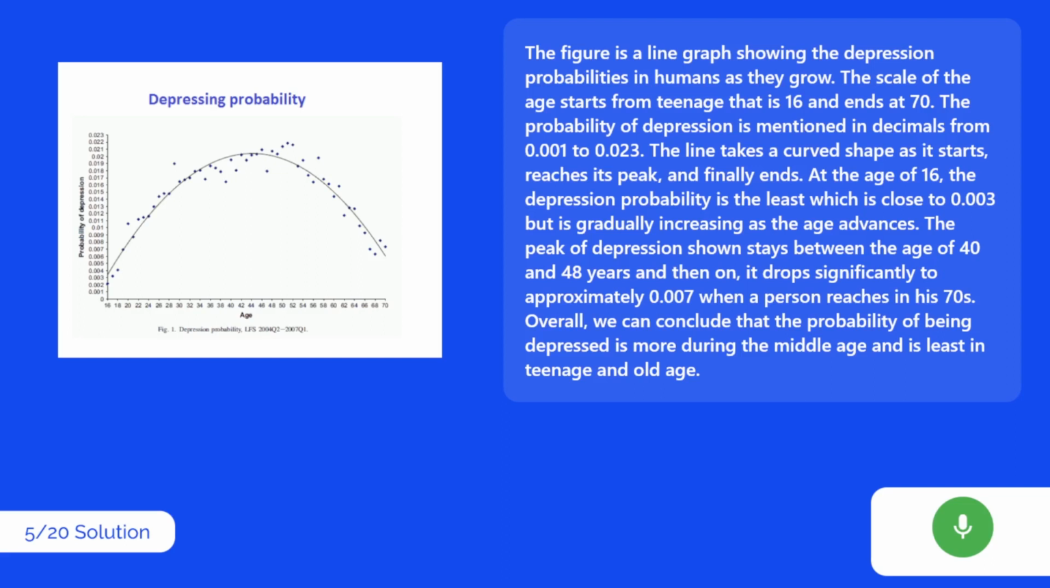At the age of 16, the depression probability is the least, which is close to 0.003, but is gradually increasing as the age advances. The peak of depression shown stays between the age of 40 and 48 years, and then on, it drops significantly to approximately 0.007 when a person reaches in his 70s. Overall, we can conclude that the probability of being depressed is more during the middle age and is least in teenage and old age.